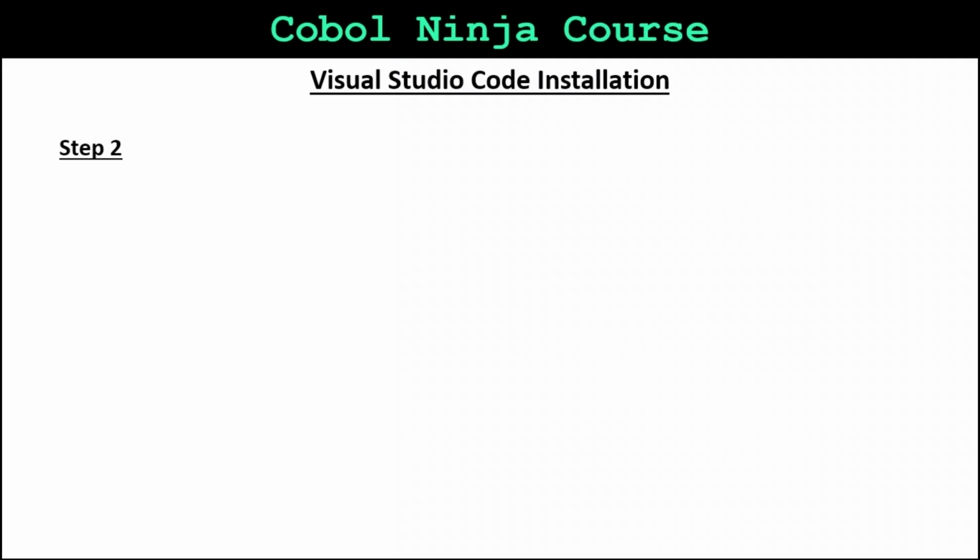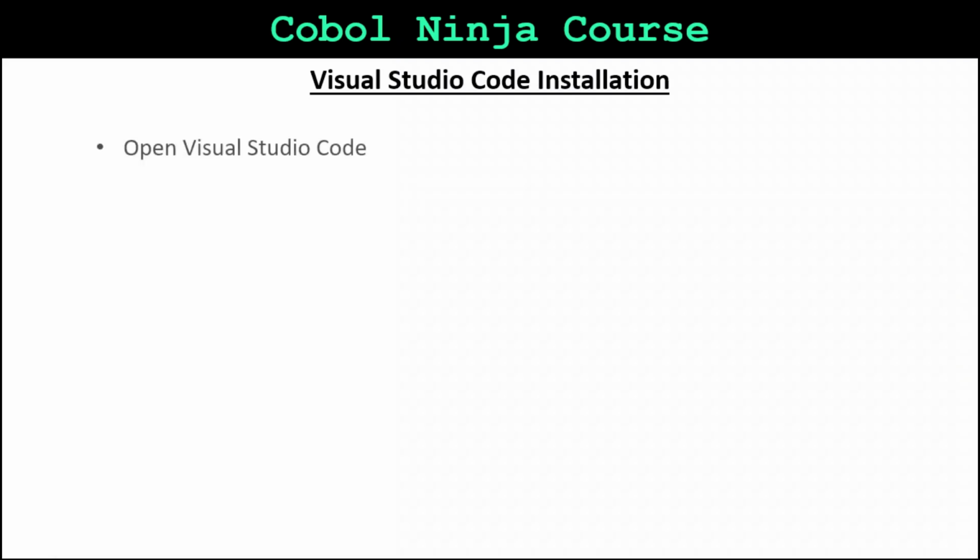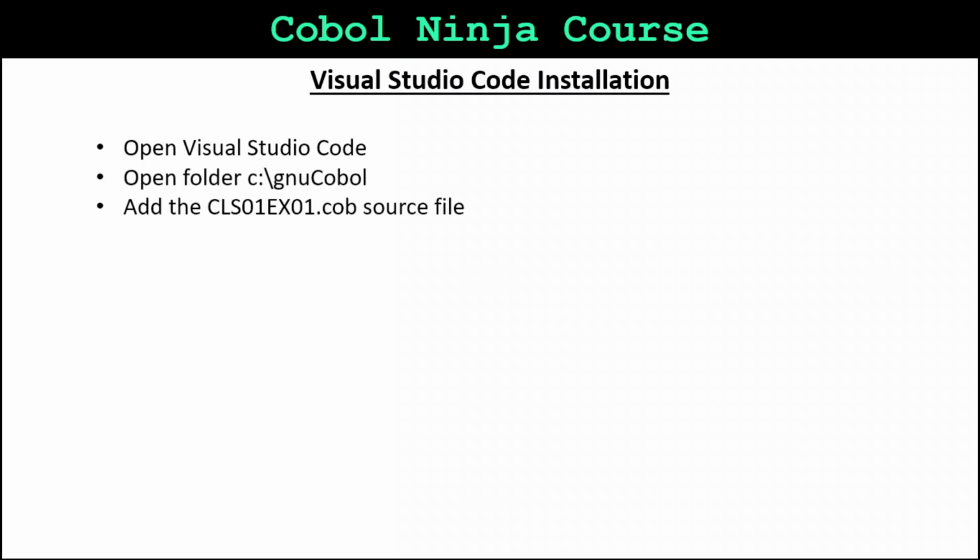And now for step 2, we're going to download and install Visual Studio Code. After the download, we're going to open Visual Studio Code, and from within Visual Studio Code, we're going to open the folder GNU COBOL. We're then going to add our first source file, the program that displays Hello COBOL World. The name of the source file will be cls01ex01.cob. CLS stands for class and EX stands for exercise. That's because we've got a number of classes and a number of exercises to do later on.